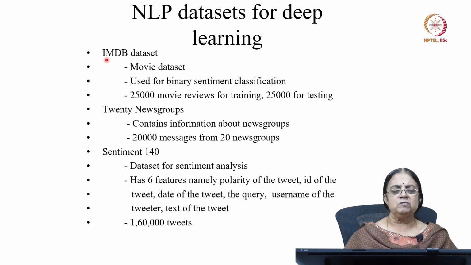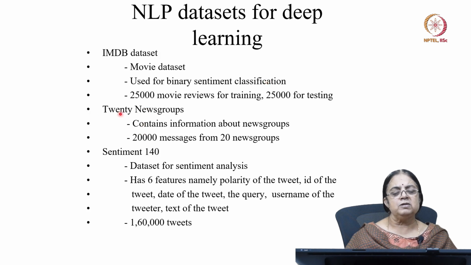Another popular data set is the IMDb data set, which is the movie data set. So it has reviews of different movies. It has 25,000 movie reviews for training, 25,000 movie reviews for testing, and for these reviews you have to check whether they are positive or negative. Is the movie good or is the movie bad? So that is binary sentiment classification. Are you happy with the movie or not? Is it plus or minus, +1, -1, whatever.